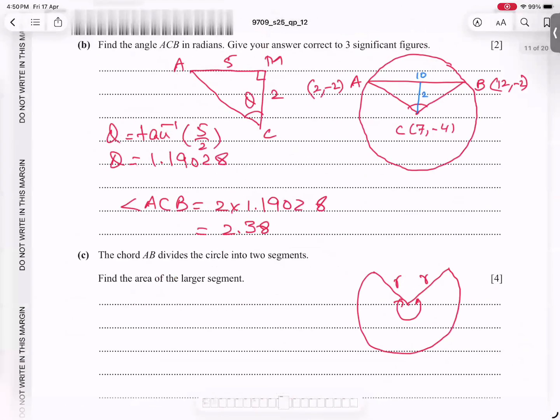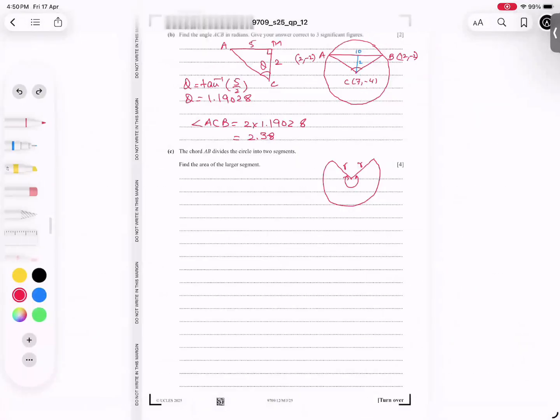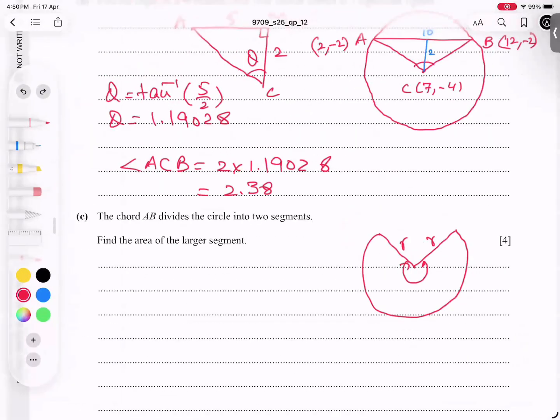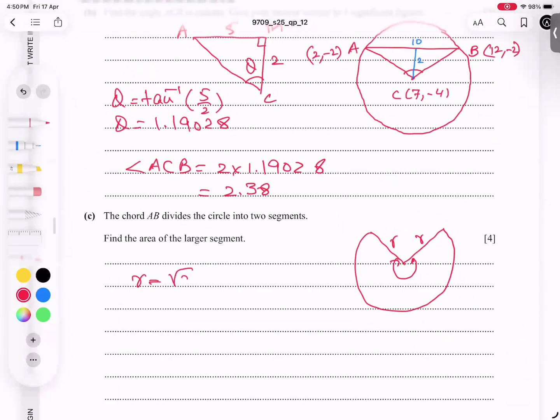So I can write here: radius is equal to root 29. We have that already. Only the angle is left. So how do we get this? I call this angle alpha. How to get this alpha? This angle here we have as 2.38. The full angle at the center is 2 pi. So 2 pi minus 2.38.